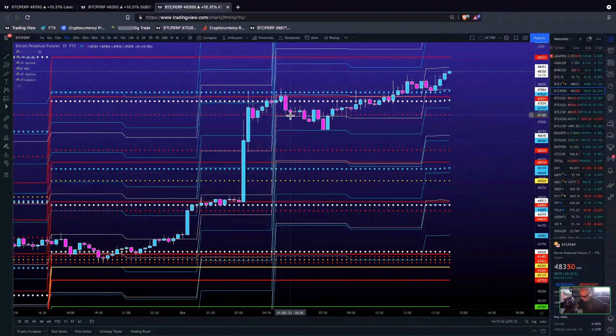We went sideways for about an hour. Dipped a little bit before it. Nice little fake out for the over leveraged folks. Then we drop down. Where did we bounce from? And we've been up from ever since.